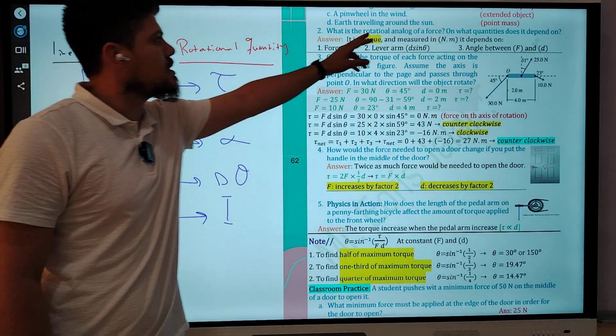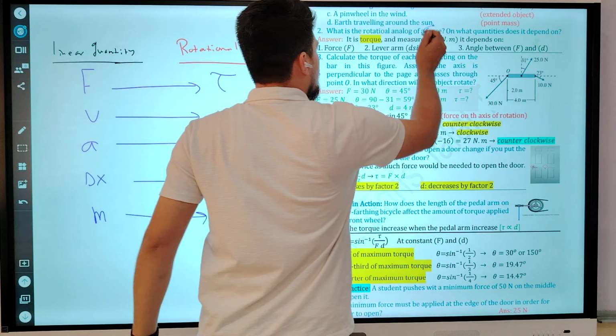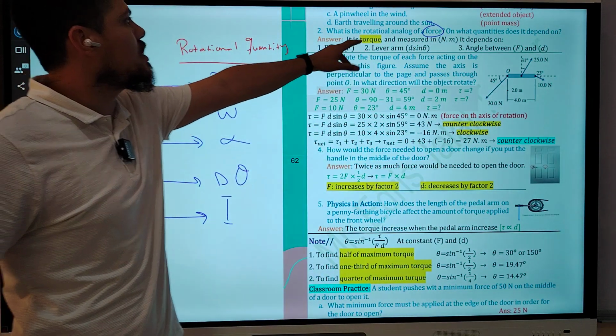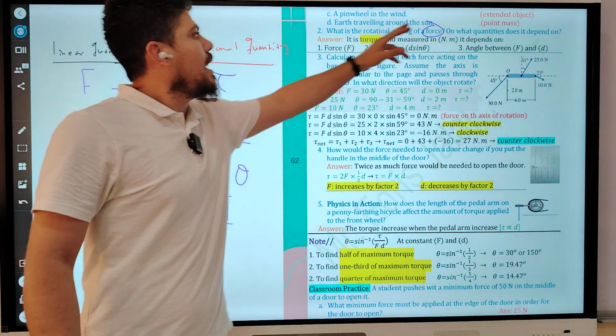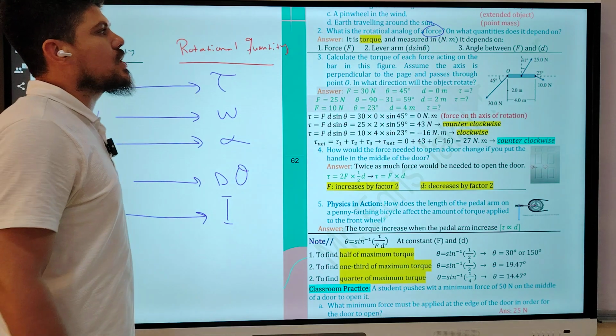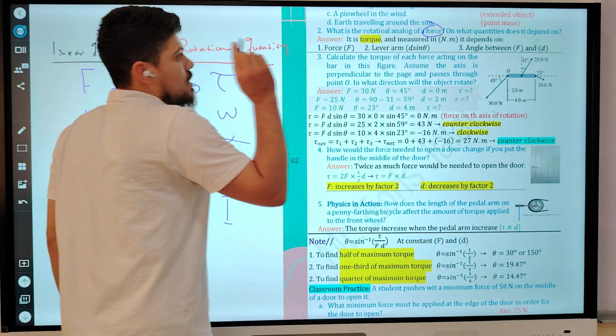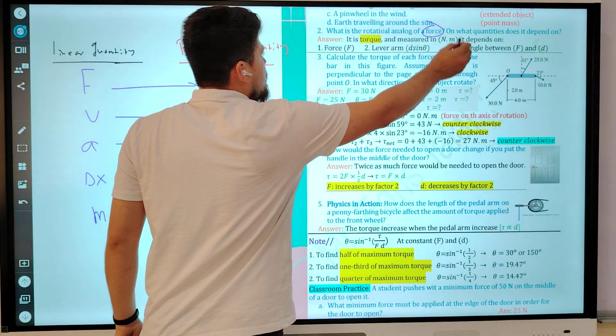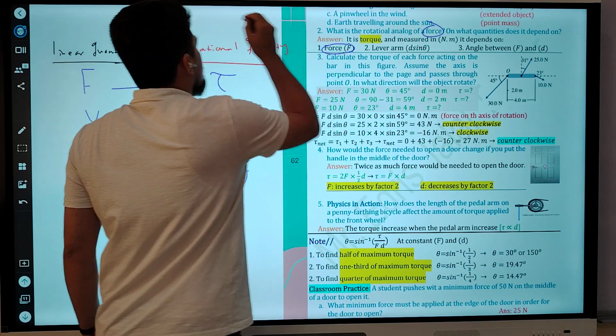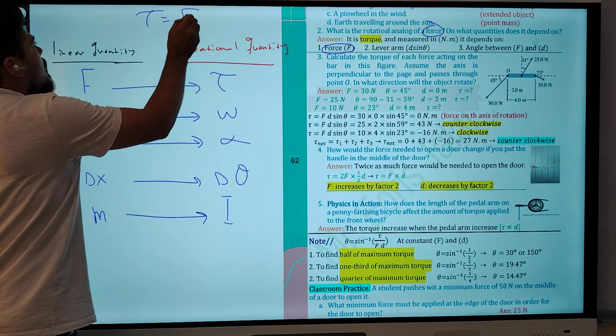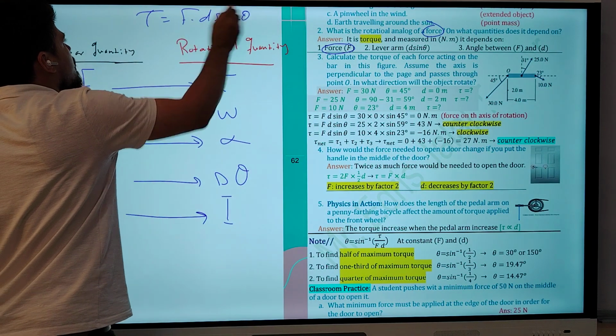In this question, what is the rotational analog of force? Force is a linear quantity. Its rotational analog is what? Torque. On what quantities does it depend? What does torque depend on? Torque, measured in Newton meter, depends on what? Force, according to this equation, F d sine theta.